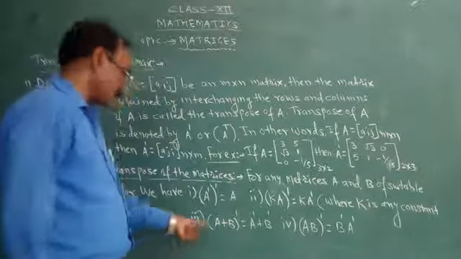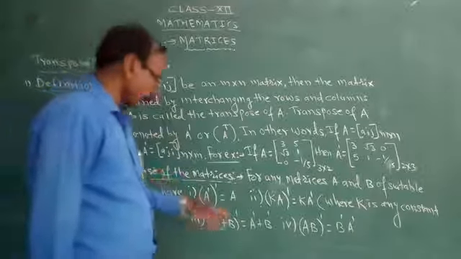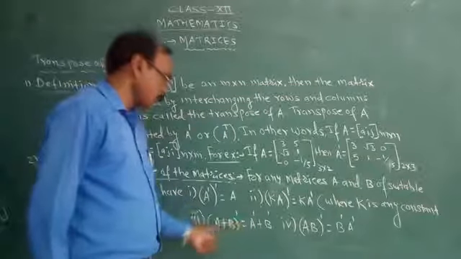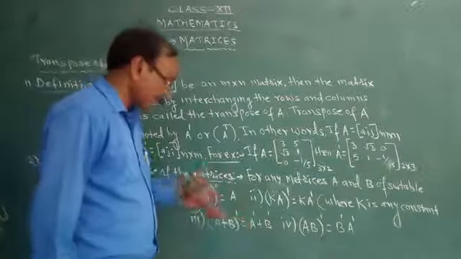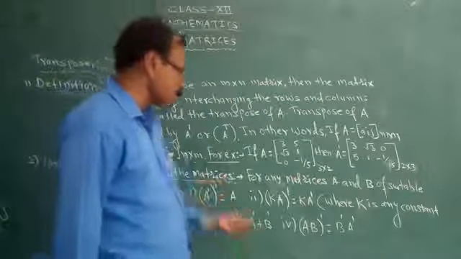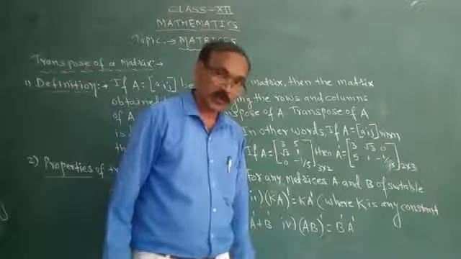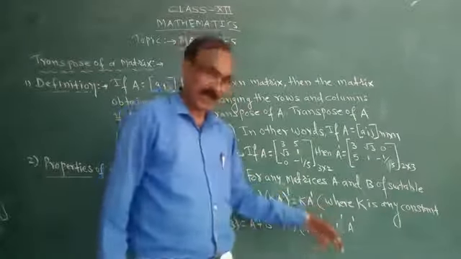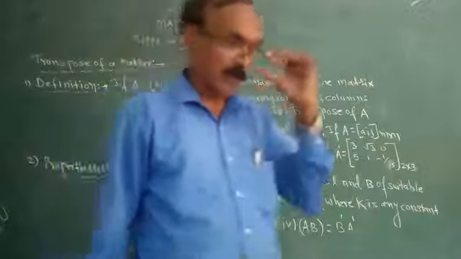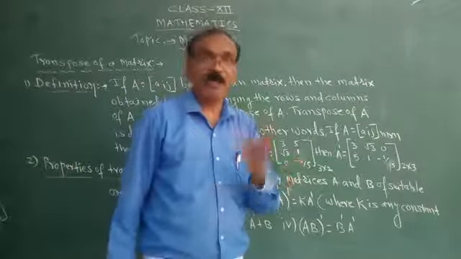The third property is that the transpose of A plus B gives A transpose plus B transpose. But in the case of multiplication, the transpose of A into B equals B transpose into A transpose, not A transpose into B transpose, because we know that multiplication of matrices is not commutative. A transpose into B transpose is not equal to B transpose into A transpose.